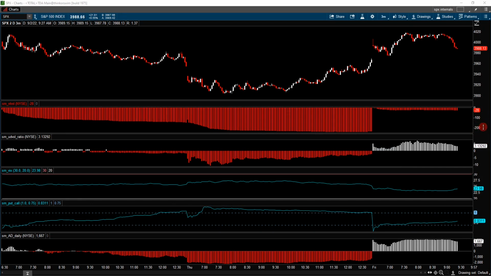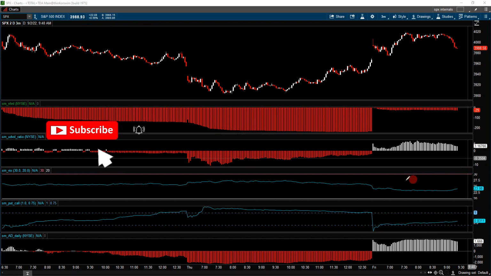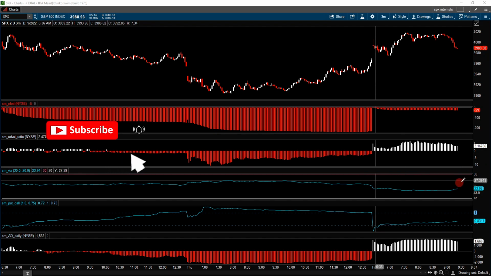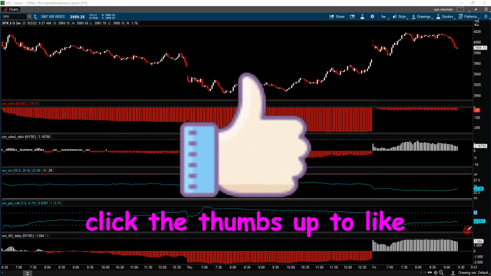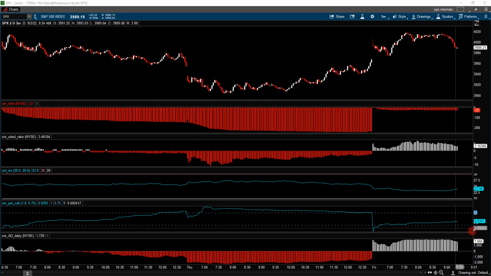You see that new high, new low. There's 28 more new lows than new highs, and the up-down volume ratio is positive, running at 3-to-1 in favor of the up volume. The VIX came down a little bit from the previous session, sitting right now close to 24. The put-call ratio is just slightly above 0.75, sitting at 0.83. And the advancers outnumbered the declining issues by 1664.